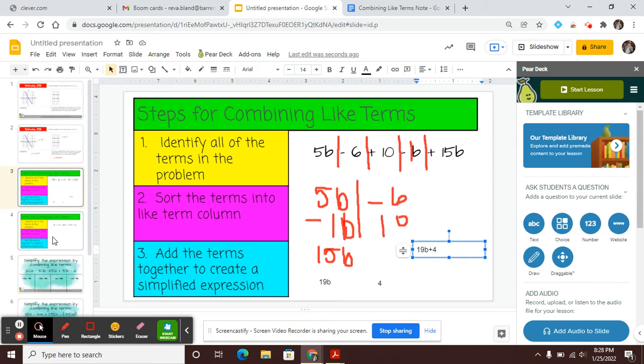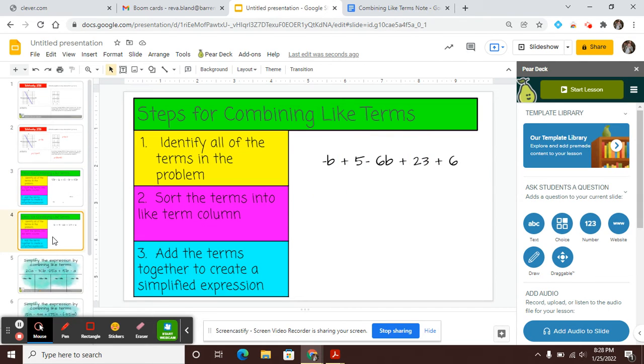Let's go ahead and do the next one now. In this one, again, I'm just going to draw a line. I'm going to draw my lines here. Because I'm doing step one, I need to figure out how many terms there are. So I've got 1, 2, 3, 4, 5 terms that I'm going to sort.